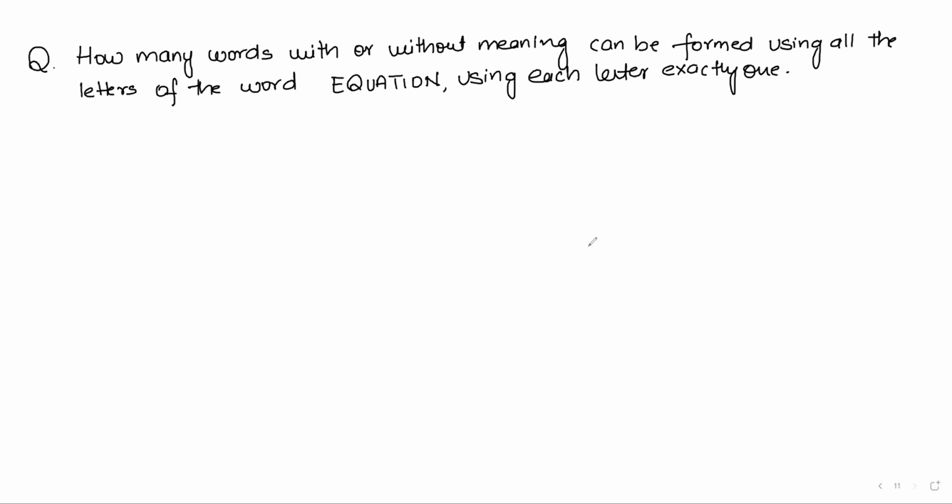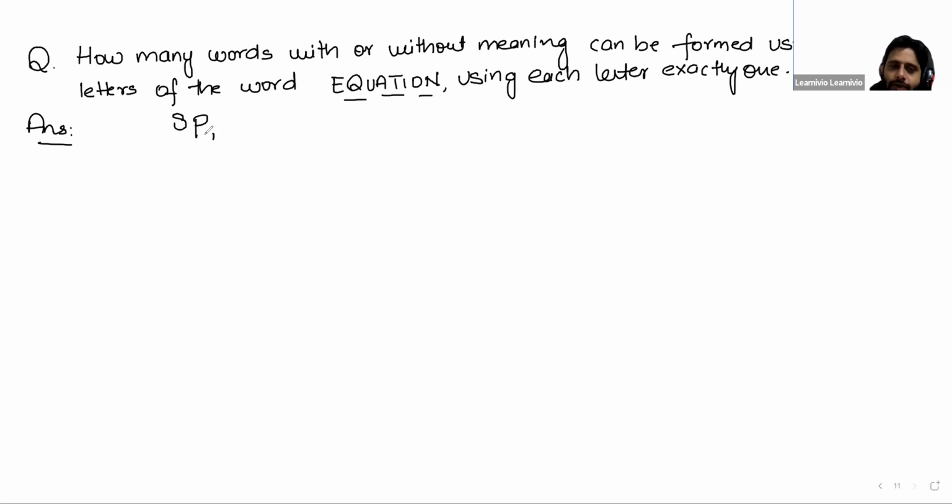Okay, so in this case, the question is how many words with or without meaning can we form using all the letters of the word equation, using each letter exactly once. So here we have 1, 2, 3, 1, 2, 3, and 8, total 8 alphabets. They're saying using all the letters of the word, so you need to use all the 8 letters. That's why this is 8P8.